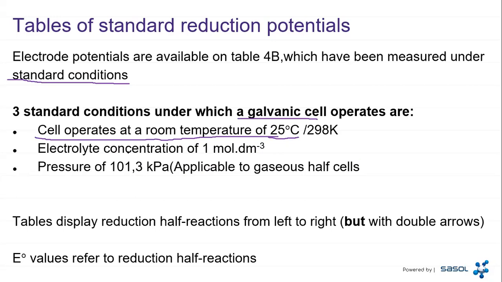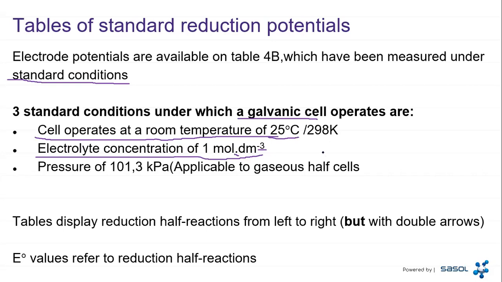And then the electrolyte concentration. Remember the electrolyte, the solution that is in each half cell. Its concentration must be 1 mole per decimeter cube. And you can't say concentration of 1 mole per decimeter cube. We want to know that it is the concentration of the electrolyte. So you write it as it is. Electrolyte concentration of 1 mole per decimeter cubed. And remember, there we have a dot, and there it must be a -3 because that's what per means.